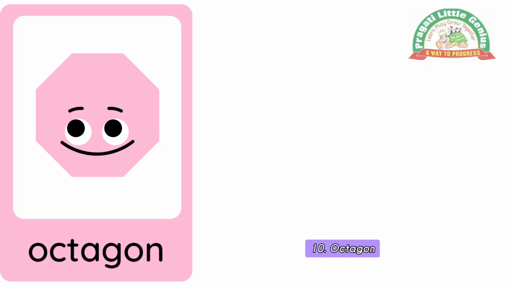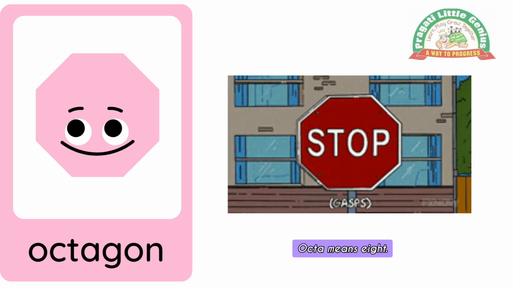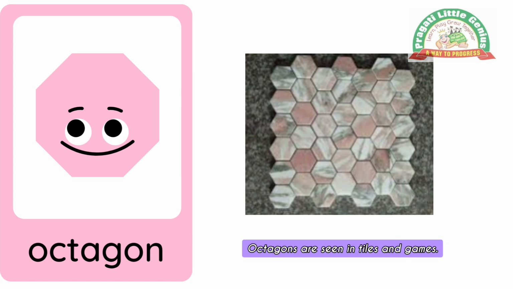10. Octagon. O-C-T-A-G-O-N. Octagon. An octagon has 8 sides. It is used in stop signs. Octa means 8. It looks like a circle with edges. Octagons are seen in tiles and games. It is a smart shape with many sides.